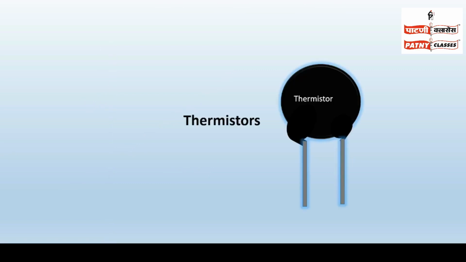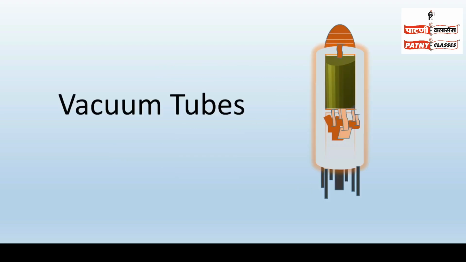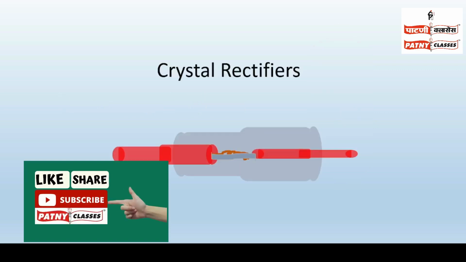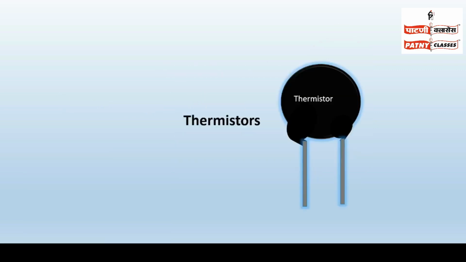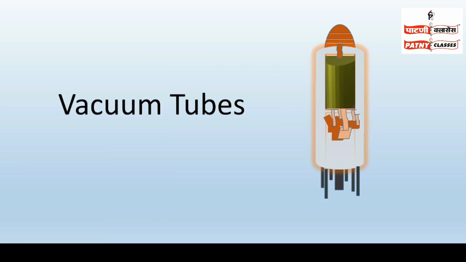Thermistors, crystal rectifiers, and vacuum tubes do not obey Ohm's law. That means for thermistors, for crystal rectifiers, and for vacuum tubes, the graph is not a straight line.